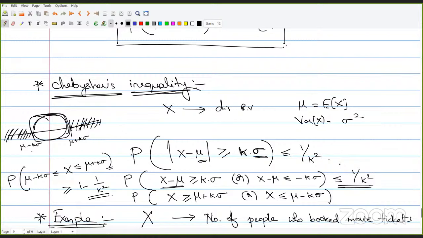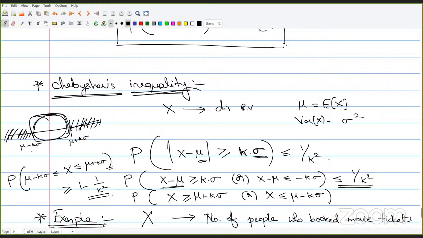See, either it will be 1 by k square or it will be less than 1 by k square. If the probability outside is less than or equal to 0.2, what will be the probability that x lies inside? It will be greater than or equal to 0.8. What we are doing is 1 minus 0.2, so it is greater than or equal to 1 minus 0.2.